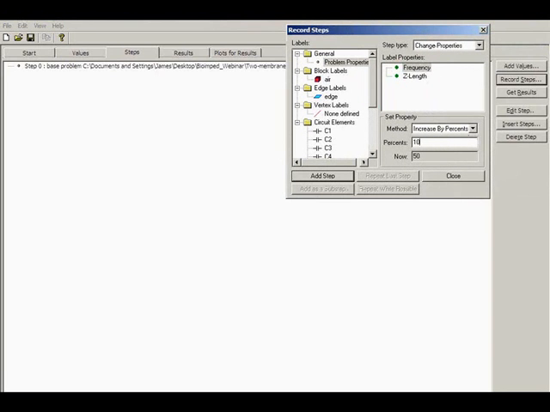We'll change the problem properties. This is frequency. I'm going to increase it in increments of 100%. If we add steps and repeat the last step, I'm doubling the frequency each time, starting off at 50 hertz.